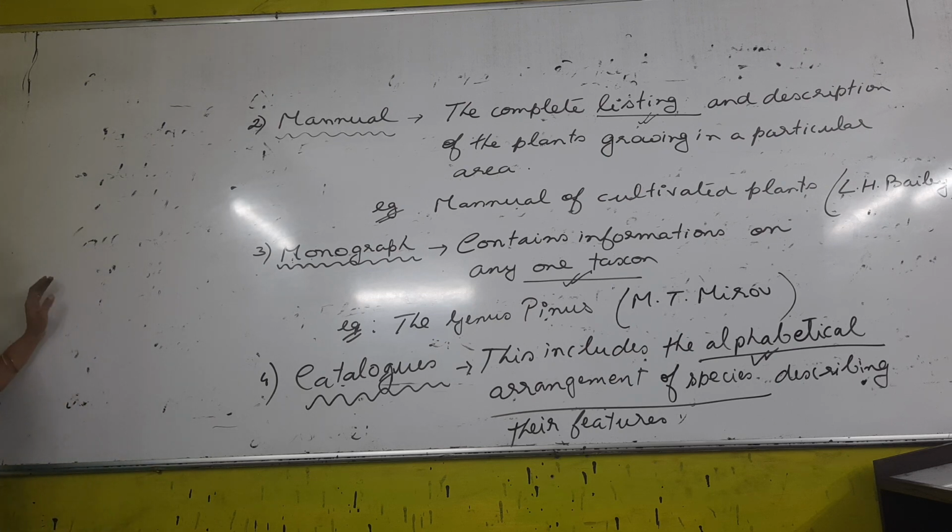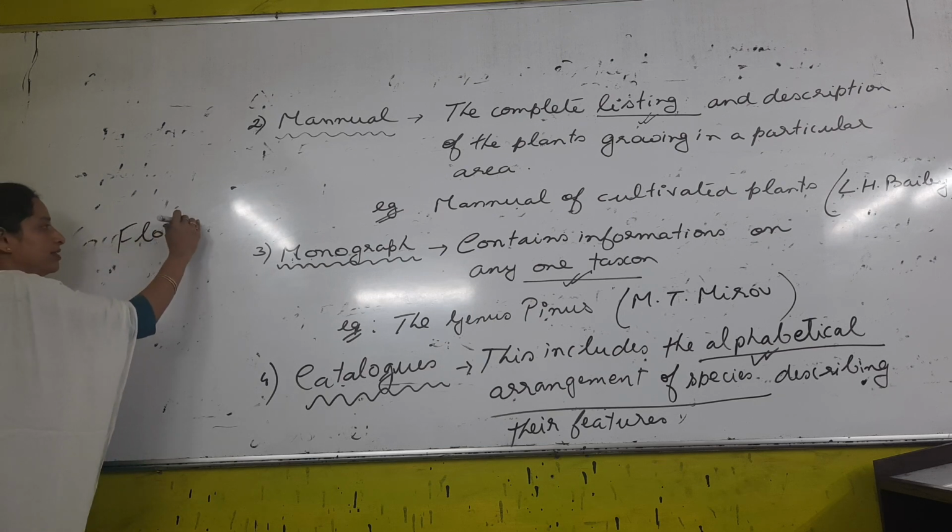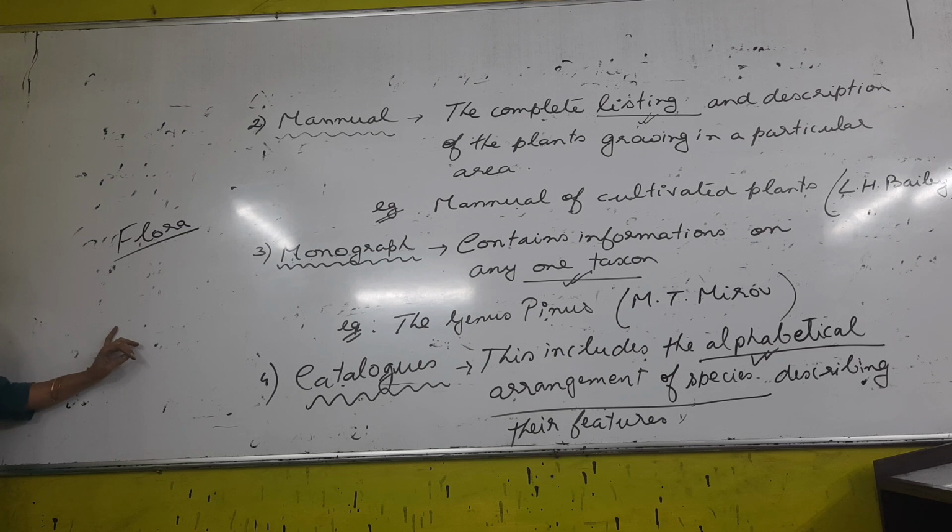Okay, from this part as a taxonomic aid, we have talked about words called flora, manual, monograph and catalog, right? Now, what is the point of difference between them? It is just one word that you will study. If you talk about flora, what do we think?